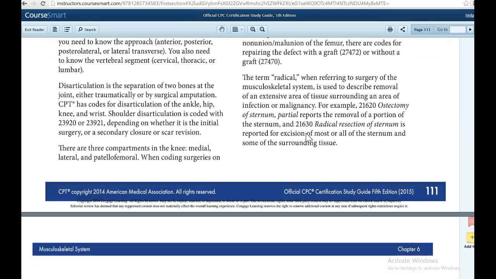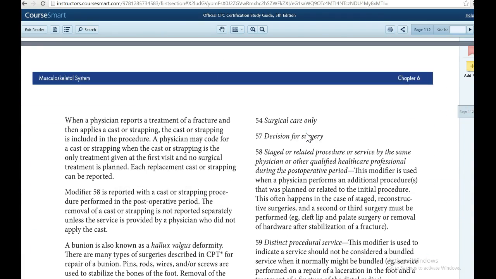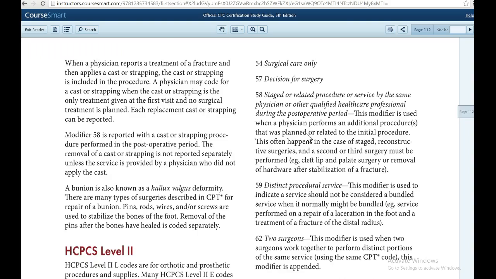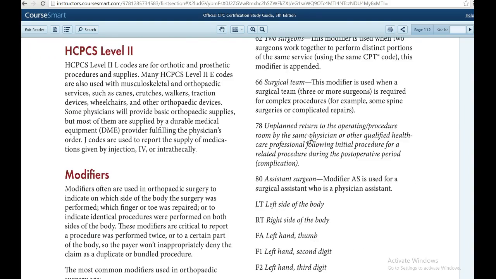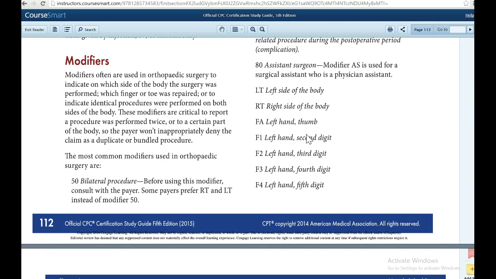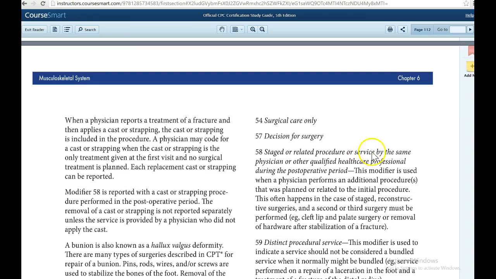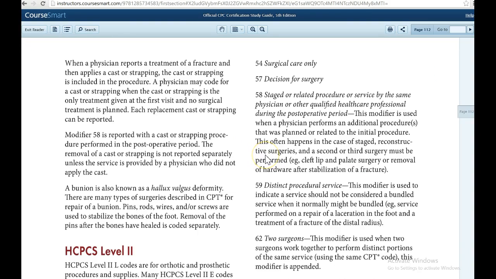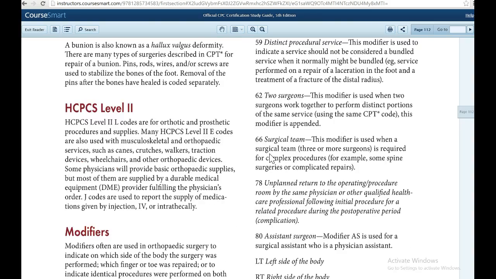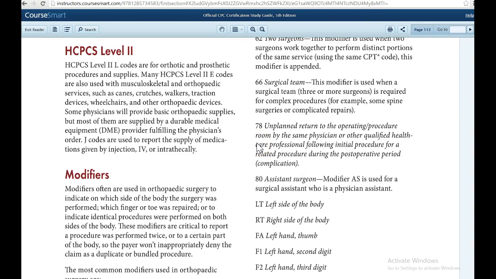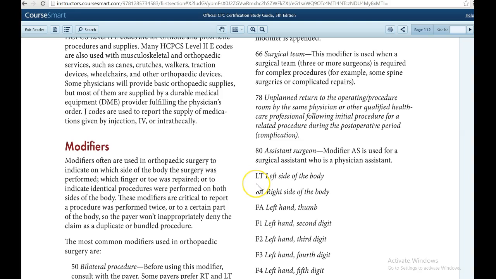Make sure you go back and read over it. It's very important. We have some HCPCS level 2 codes and modifiers, you all, that are used in this section. Of course, modifier 50 for the bilateral procedure. Some payers may want you to append RT or LT instead of modifier 50. Other modifiers used in this section are 54, 57, 58, 59, 62, 66, 78, and 80. Make sure y'all know those modifiers are acceptable in this particular section.